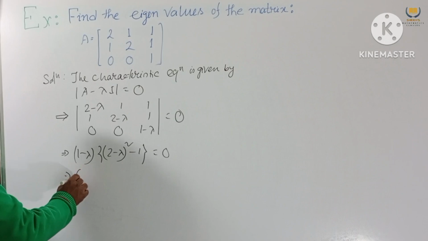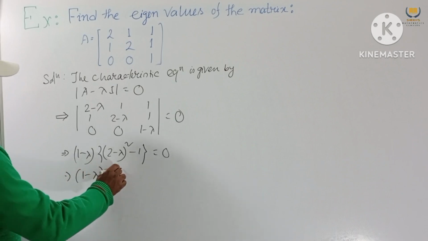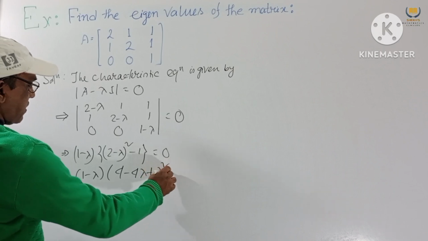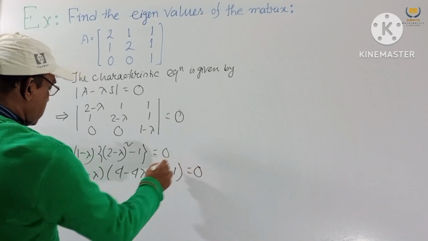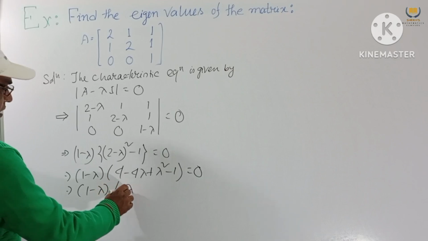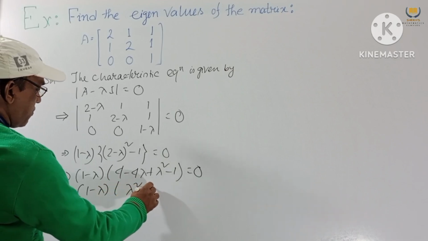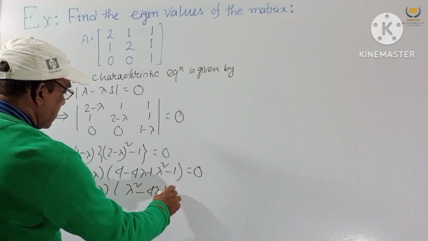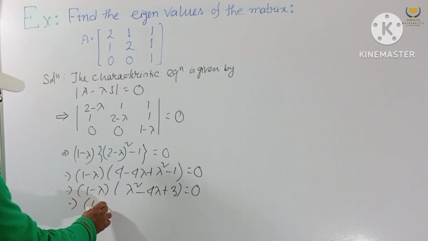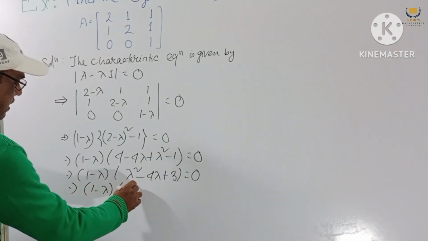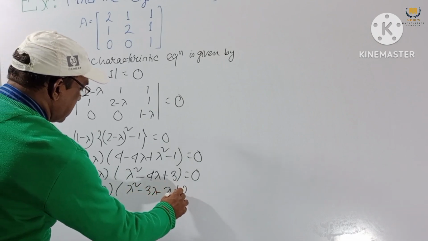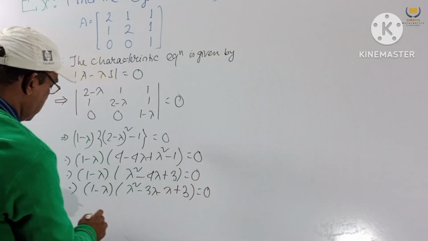So this will be (1 minus lambda)(4 minus 4 lambda plus lambda square minus 1) equal to 0. This is (1 minus lambda)(lambda square minus 4 lambda plus 3) equal to 0. This is (1 minus lambda)(lambda square minus 3 lambda minus lambda plus 3) equal to 0.